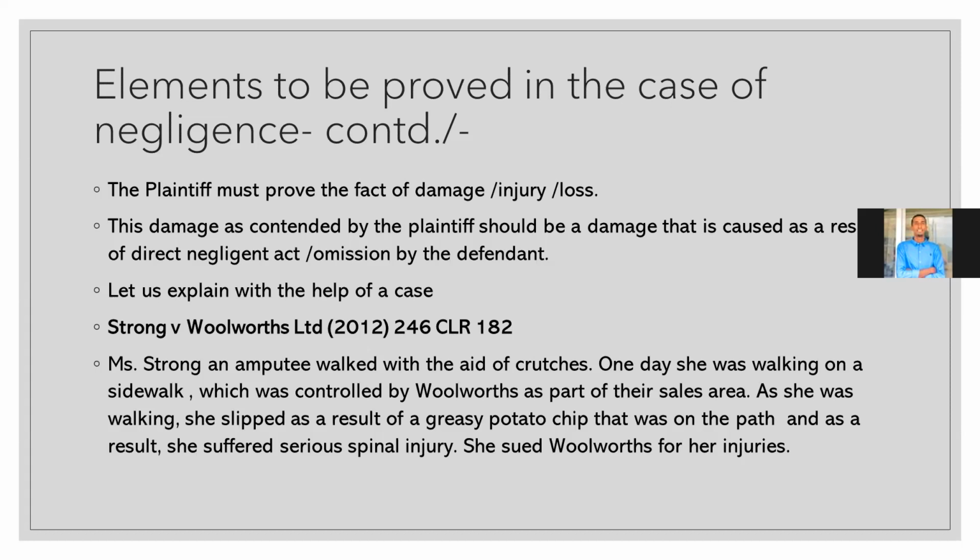This is also a very important case, and it is a very recent case, not a 20th century case, but from 2012: Strong versus Woolworths Limited. In this case, there was a girl called Miss Strong. This girl was an amputee. That means she had no proper limbs; one of the limbs was cut. So she was an amputee and she walked with the aid of crutches, which help a person who is amputated to walk.